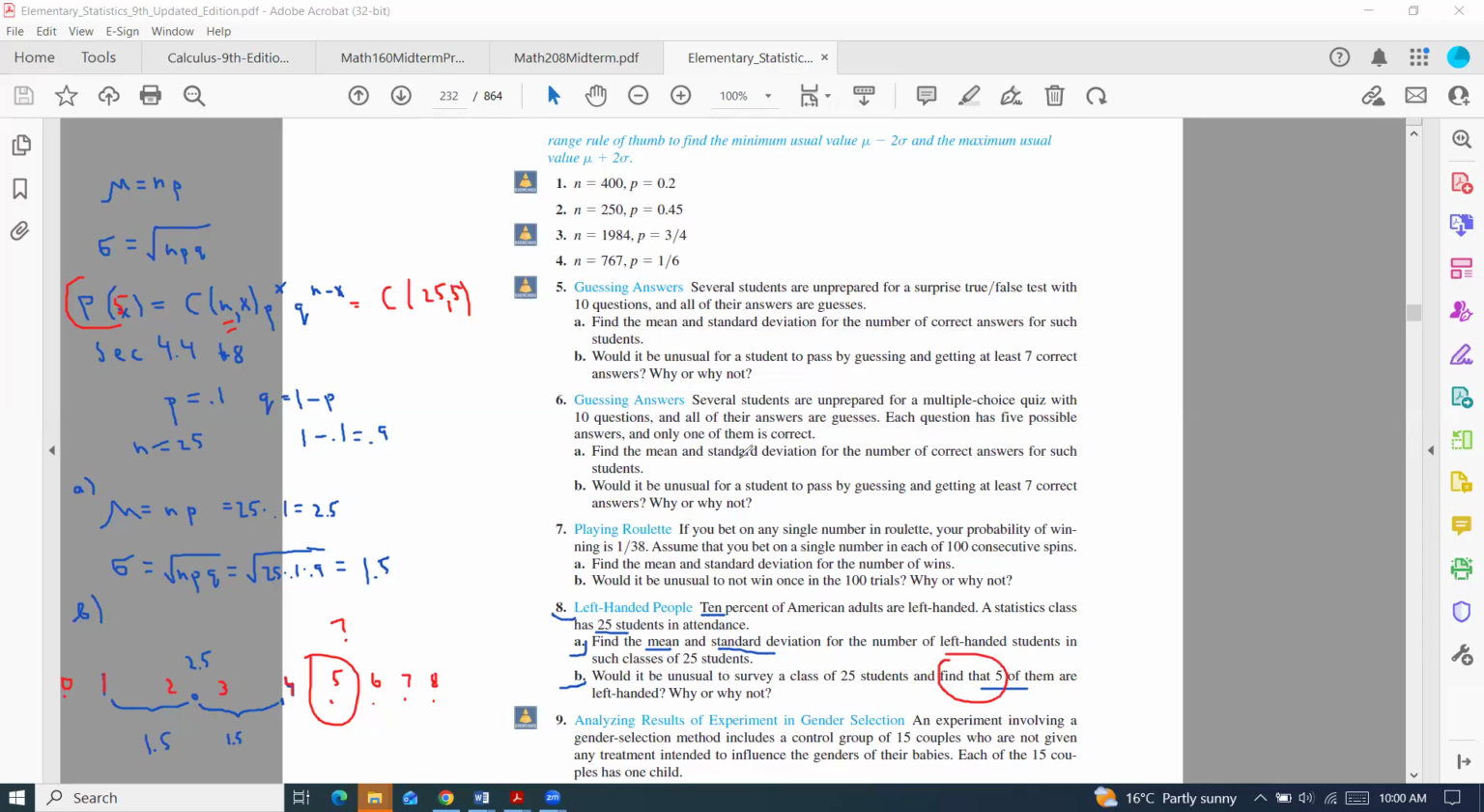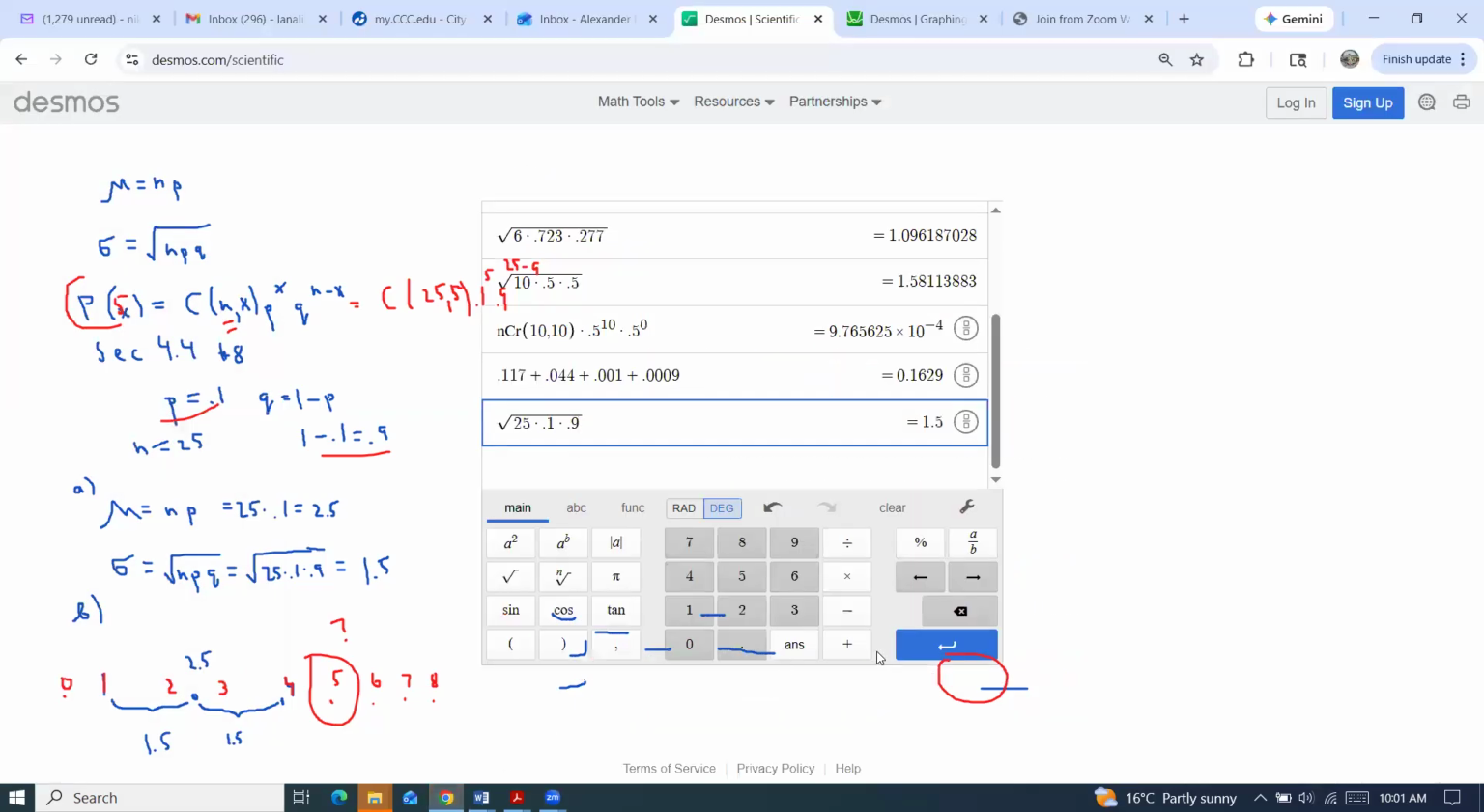Well, let's multiply by P and Q now. So I need to go with P, which is 0.1, Q, which is 0.9. So 0.1 raised to the power of 5 and 0.9 raised to the power of 25 minus 5. The formula from the previous section is being used here to get the exact answer.